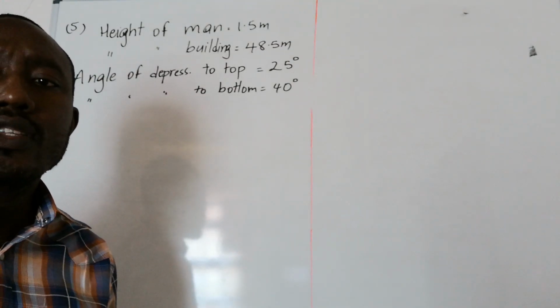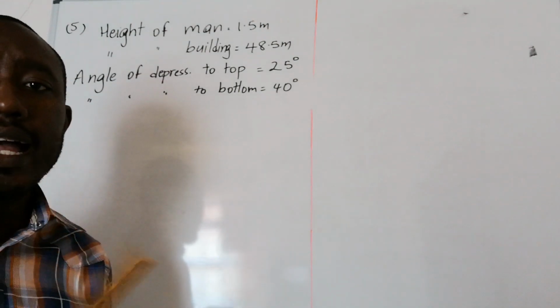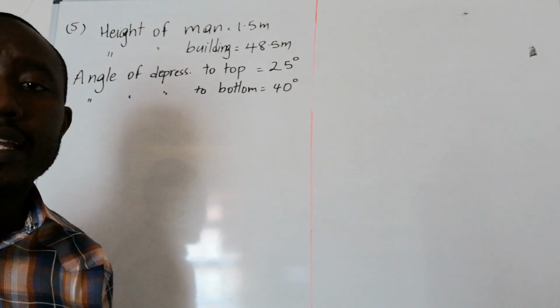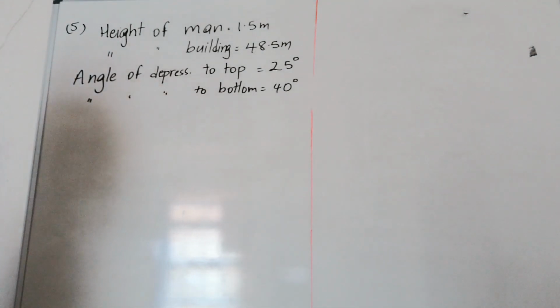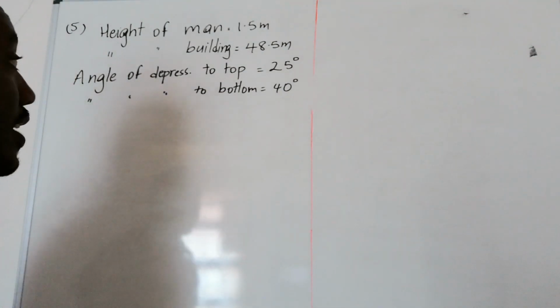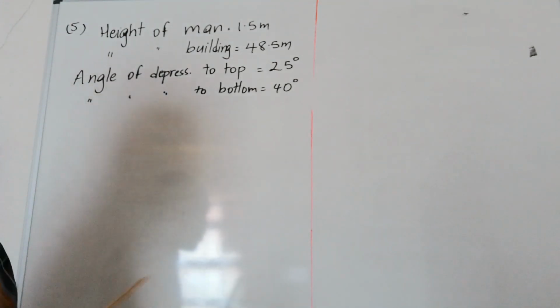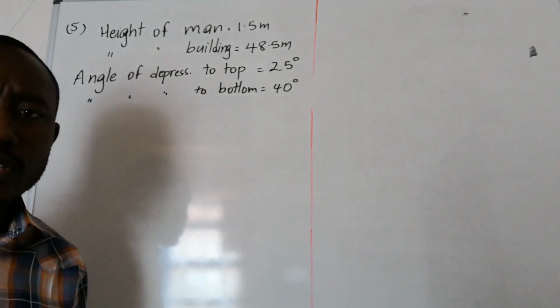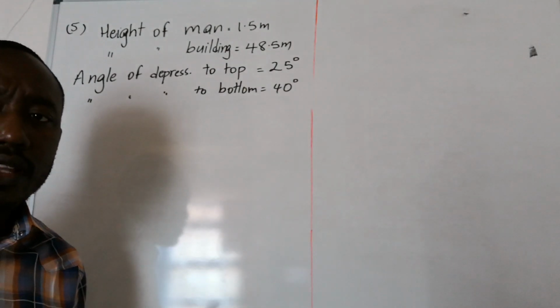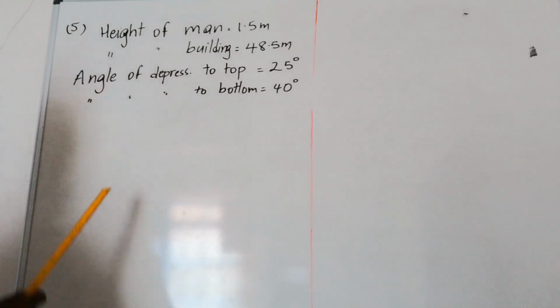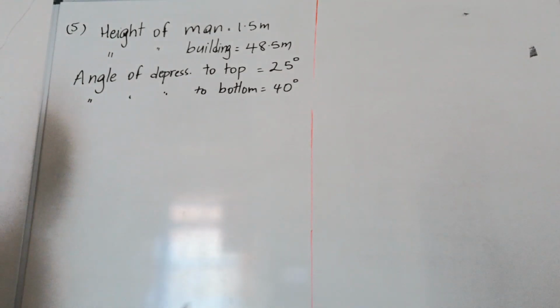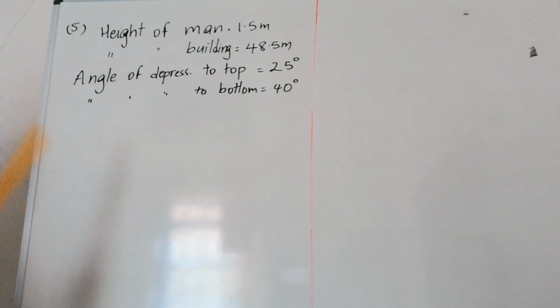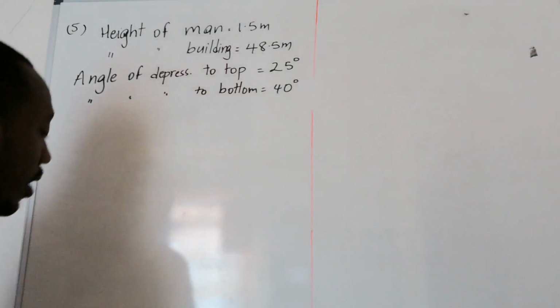All right. So let us look at our final example of angles of depression and elevation. Now this one is a little challenging. I hope you would have written the question down as it was given before the video started. It says that a man 1.5 meters tall is standing on a building 48.5 meters high. All right, so let us begin to draw our diagram.